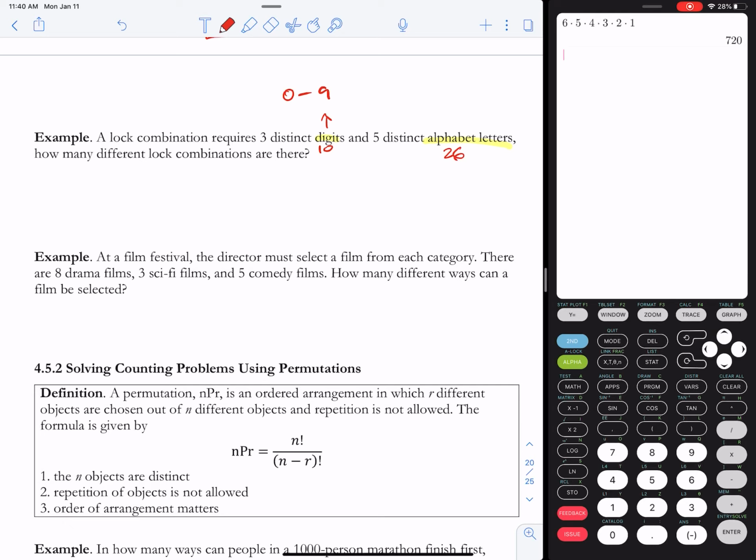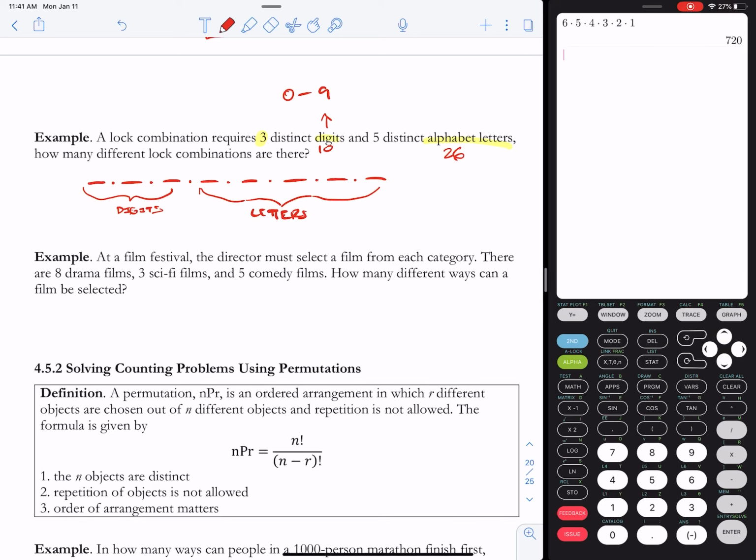Well, it's saying that we're using three distinct digits. So let's do 1, 2, 3. And this here is going to represent our digits times 5 alphabetic letters times 1, 2, 3, 4, 5. And this here is our letters.